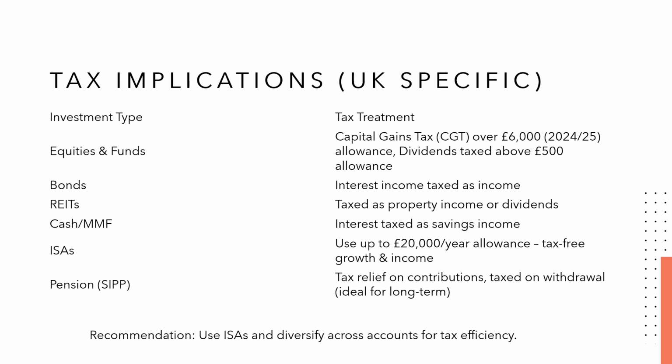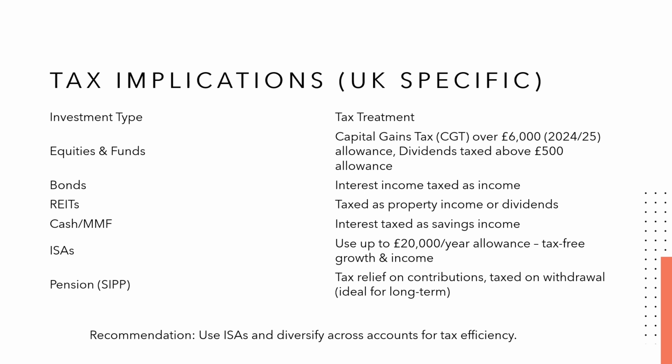Real estate is treated as either property income or dividends. Depending on the fund structure, these are taxed at your marginal income tax rate. Cash and money market funds generate interest income, which is taxed under the savings allowance. That's up to £1,000 tax-free for basic rate taxpayers.